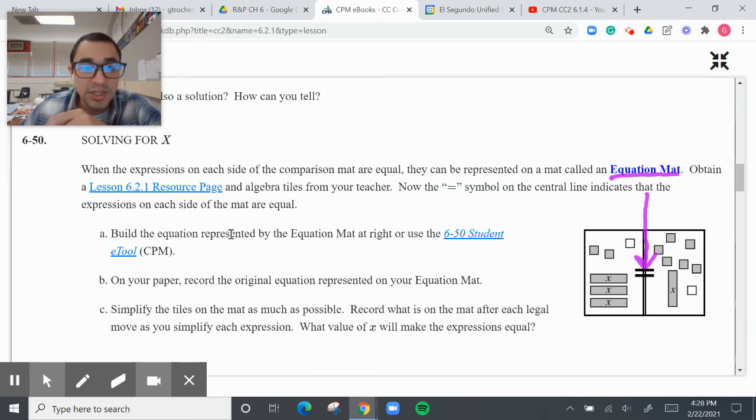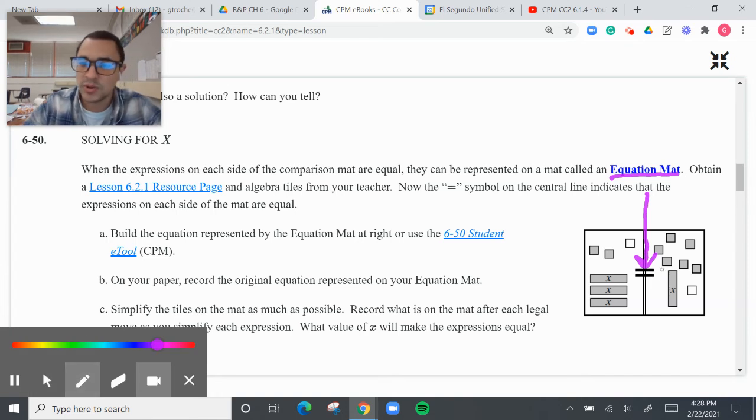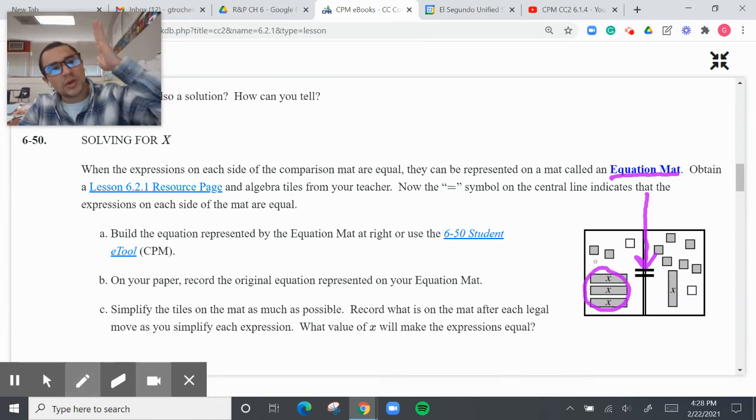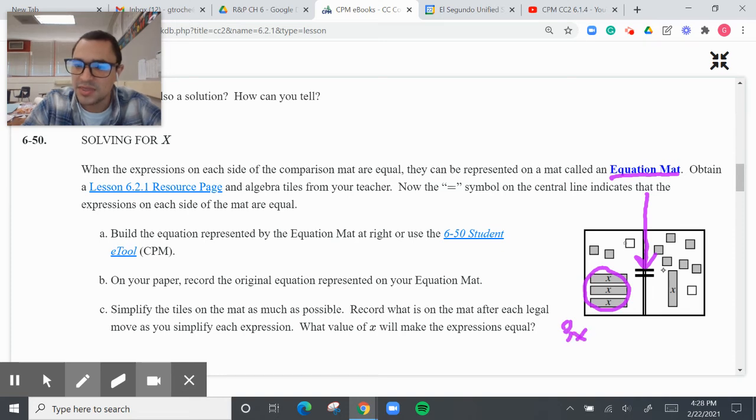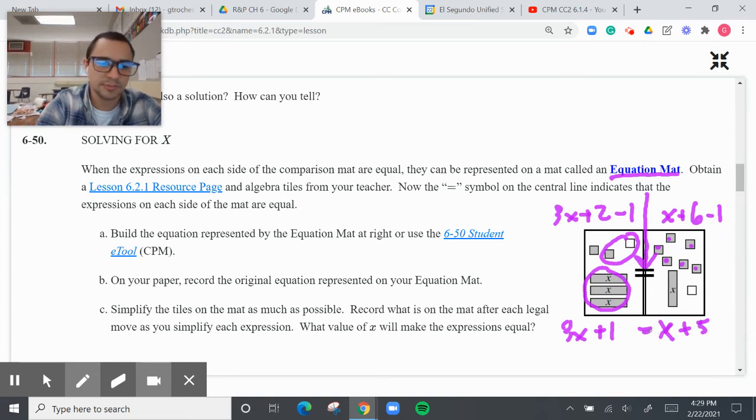All right. Build the equation represented on the equation mat. So here's my equation mat. Let's go ahead. What do I have here? Pause the video, answer A, answer B, answer C, so you can get it all right, and then press play to see. All right, so we have here 3x. This right here is going to be a 0, so I'm just going to go ahead and add plus 1. You can say, for example, 3x plus 2 minus 1, but at the end of the day, it's 3x plus 1. And here we have x plus 1, 2, 3, 4, 5, 6 minus 1, and that's going to be x plus 5. And those are equal.